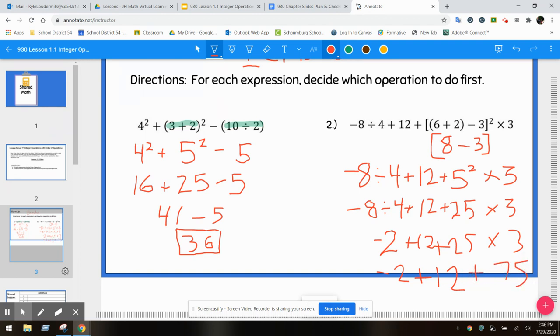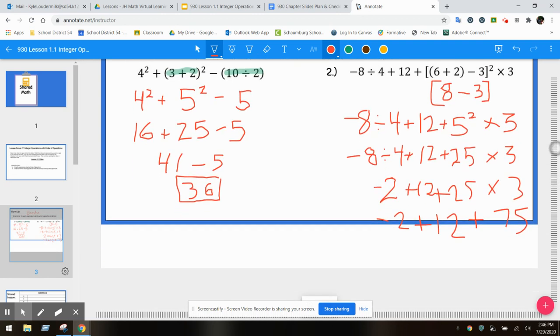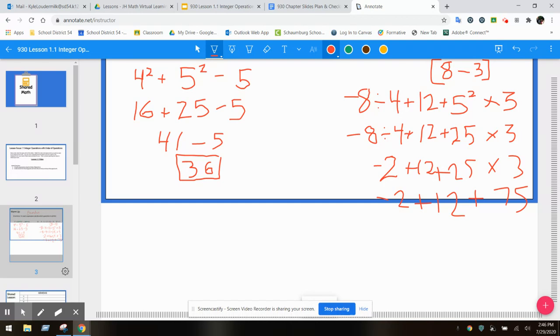Sorry that the blue line's going through it, but you guys can see what I'm doing. Because I have to do the multiplication step, now I can add and subtract from left to right. -2 plus 12, that's an integer operation. Different signs, so I'm going to subtract them. -2 plus 12 actually is 10. It's like doing 12 minus 2. And then plus 75 gives me a final answer of 85 on that problem. Okay?